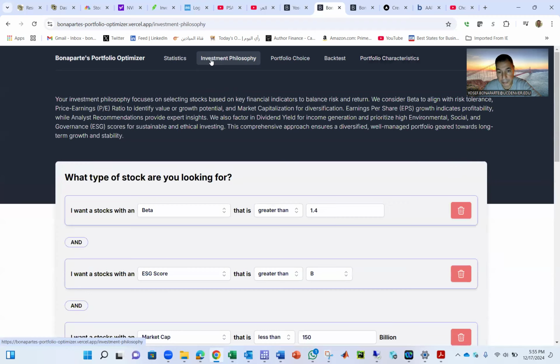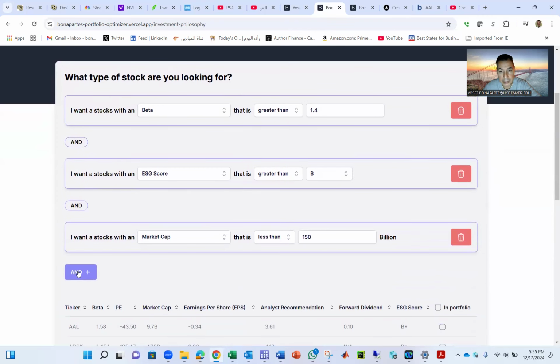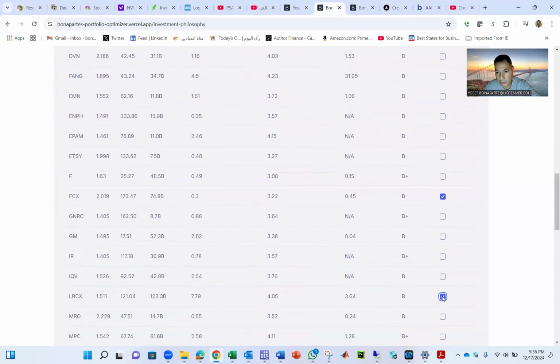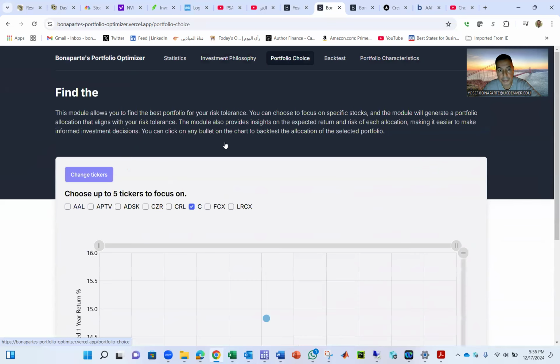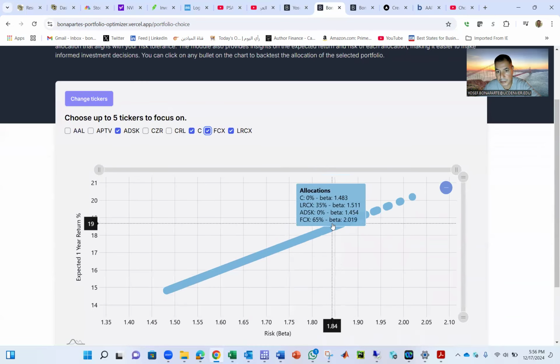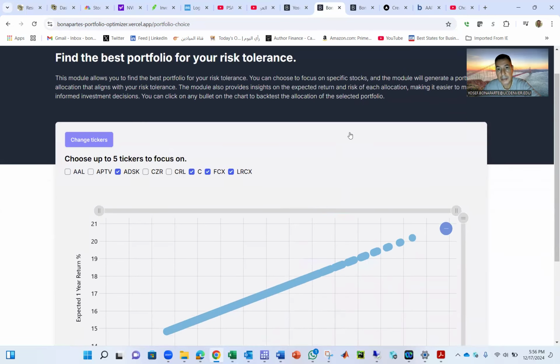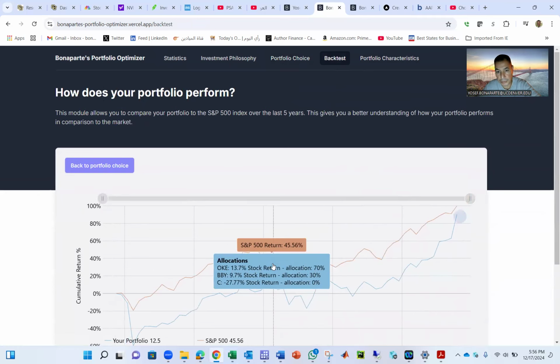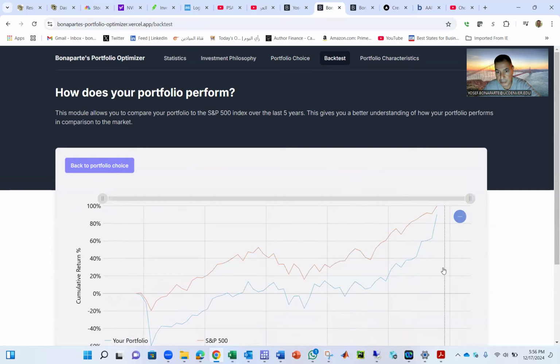I'm going to do another example here, investment philosophy. I want to relax this to B minus or more. So I have more companies here. Let me get those. I'm going here, portfolio choice. I'm going to choose this company and maybe this one. Now I have four. Here's another portfolio I did. And then if I go to backtesting, this portfolio is doing great relative to the S&P. No, the S&P is beating the portfolio.